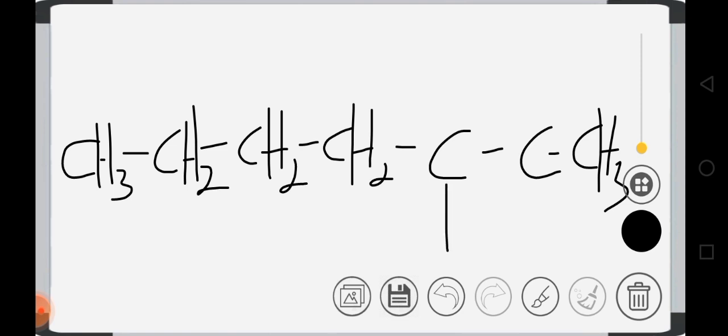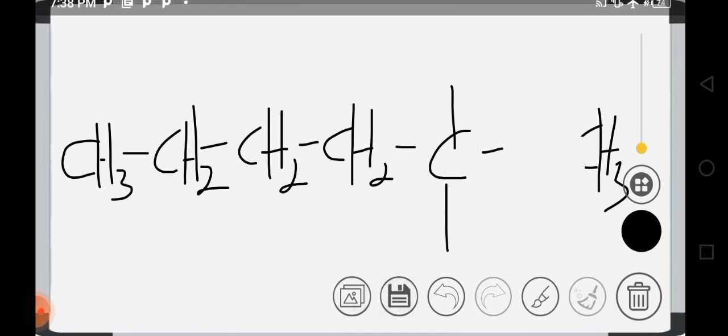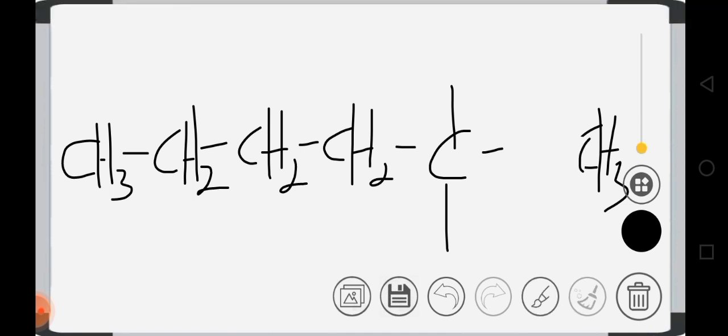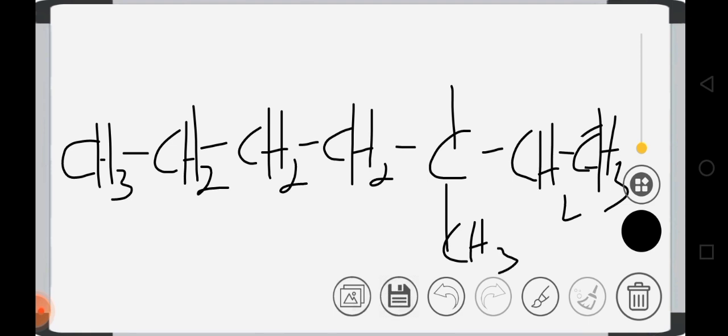So this C was not having something like this. So let me just bring this one here. CH2. This one will be CH3. Then the other one was attached to this one.